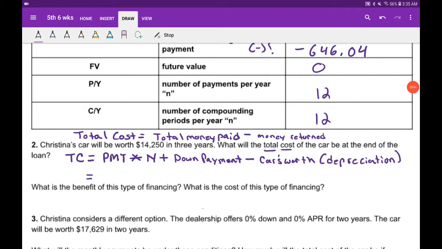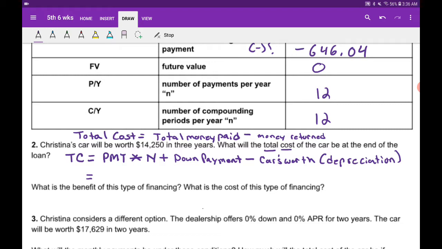All right, question two. I pre-wrote answering this question just so I can explain through it and not waste time writing it. So I'm just going to explain what I did here. Christina's car will be worth $14,250 in 3 years. What will be the total cost of the car at the end of the loan?